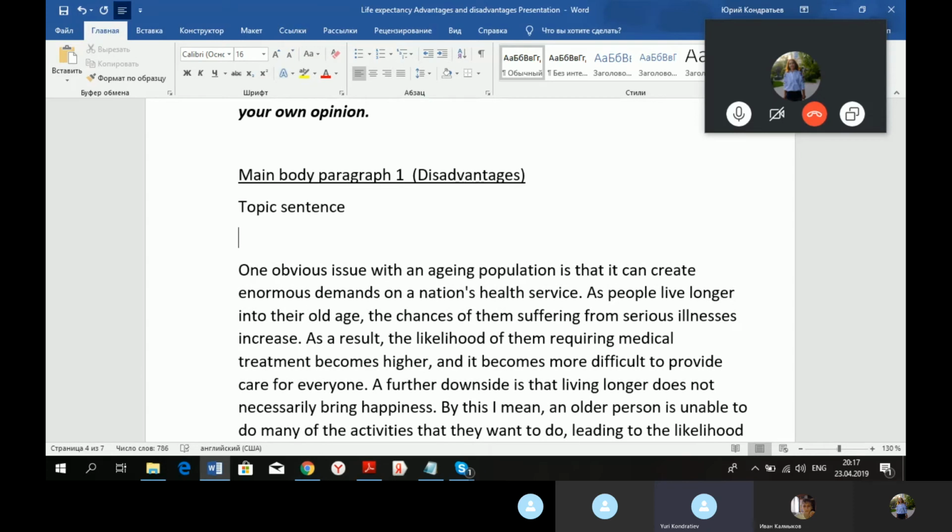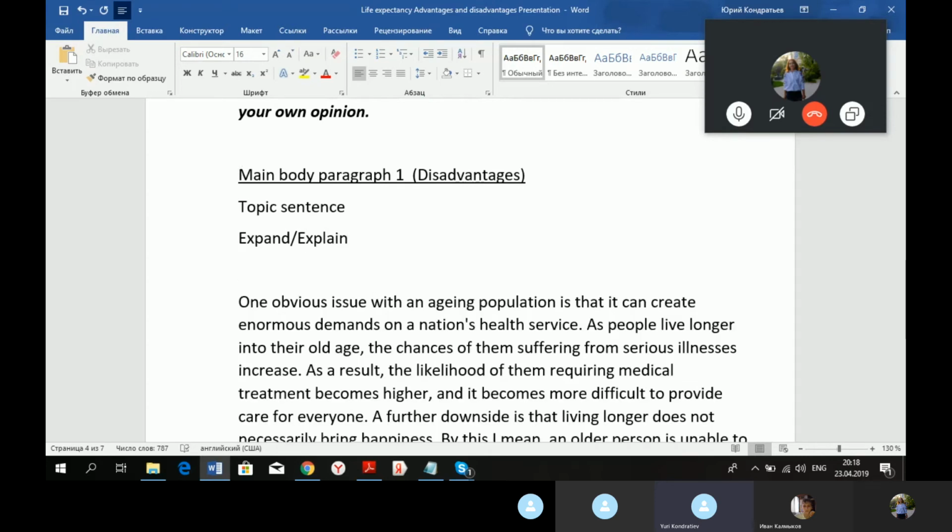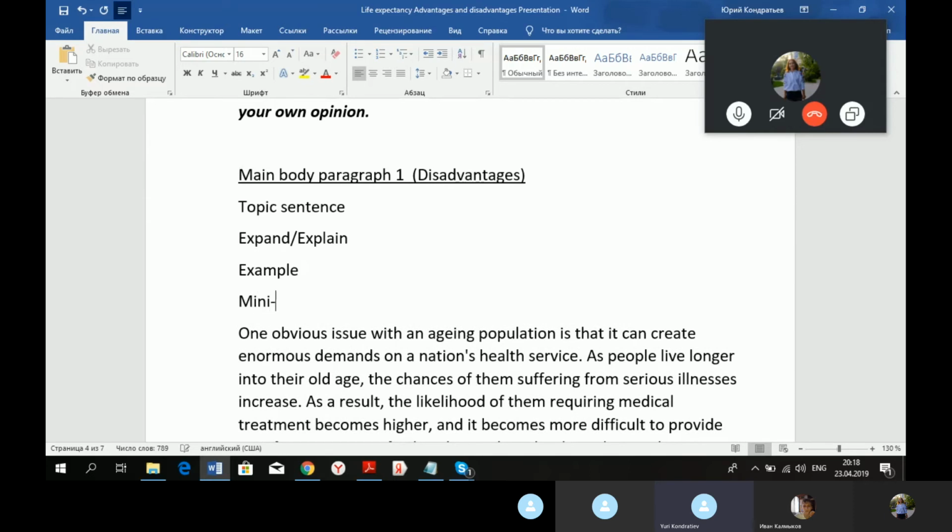So Ivan said he wants to touch upon all the advantages and all the disadvantages, but one or two will be enough. So in the topic sentence, you express this, what is the advantage and disadvantage, and then you expand your idea, kind of explain. You say something like, this is because, and then you support your explanation, your idea, with an example. And after this, you make a mini conclusion. It's called a wrap-up sentence. This is the easiest way to meet the requirements of task achievement.